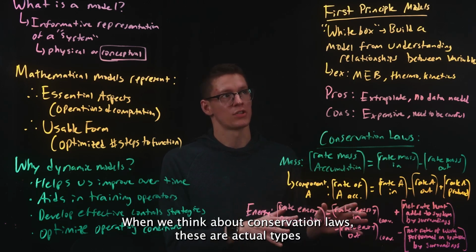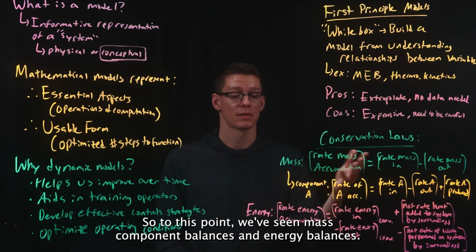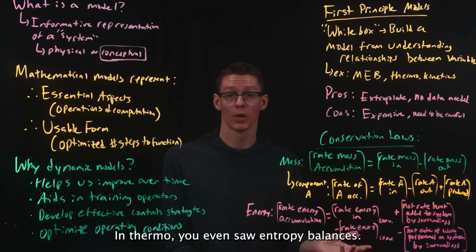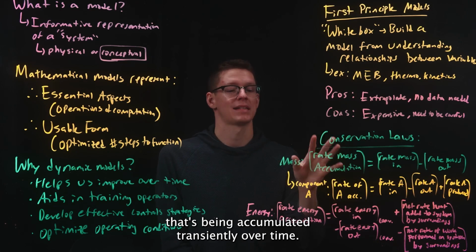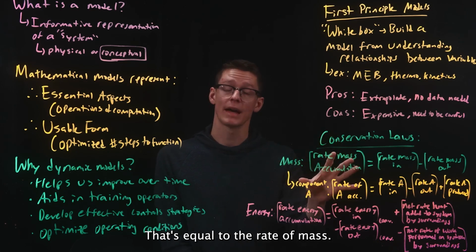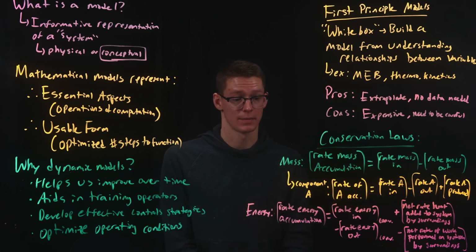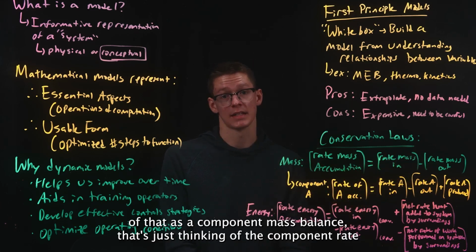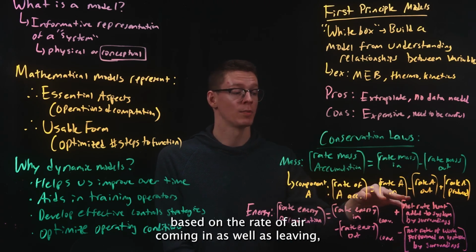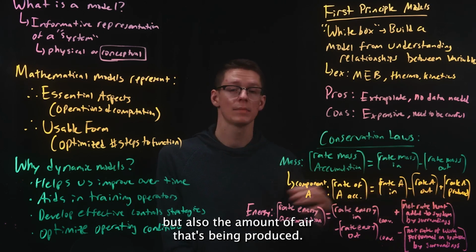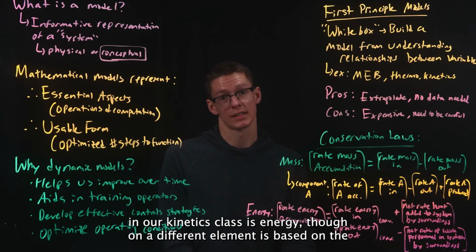When we think about conservation laws, these are actual types of first principle models that we've been using. So to this point, we've seen mass, component balances, and energy balances. In thermo, you even saw entropy balances. But here, what we're really thinking about is the rate of mass that's being accumulated transiently over time. That's equal to the rate of mass that's flowing into our system minus the rate of mass that's coming out of our system. And when we think about a specific component, as a component mass balance, that's just thinking of the component rate of A being accumulated based on the rate of A coming in as well as leaving, but also the amount of A that's being produced. So the generation and consumption term that we really use a lot in our kinetics class.